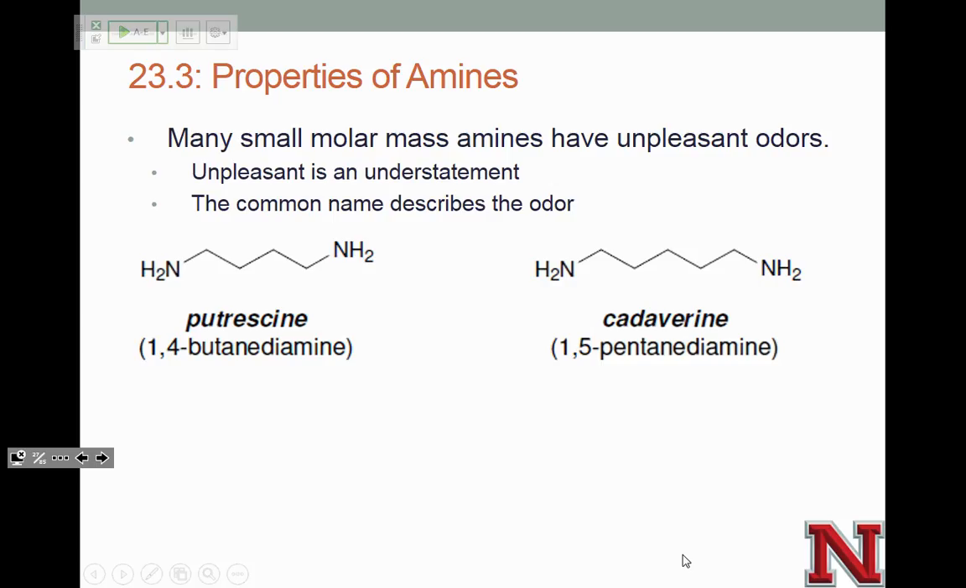As you might can see by these common names, putrescine and cadaverine. And it smells as you might think. And I haven't actually smelled those, but it's really, really bad. Also, amines can have very, very common unpleasant odors.